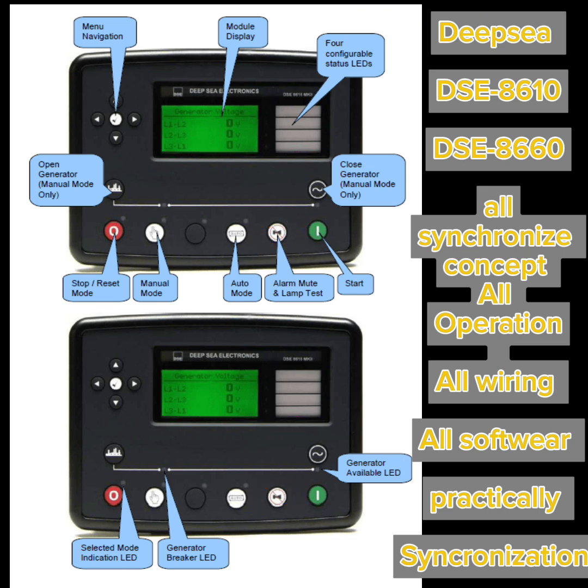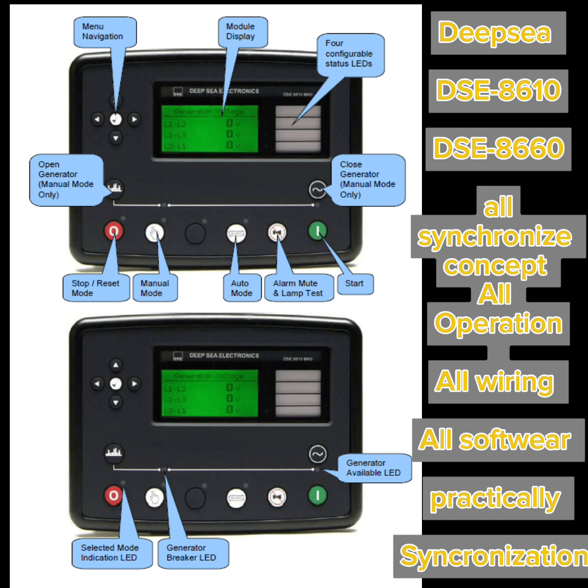And next is the green start button. If you want to start your engine from this controller, first you press the manual button and then you can start your engine from the start button. You press this green button one time, your engine starts and your voltage and frequency reach your set point, 400 volt and 50 hertz frequency.